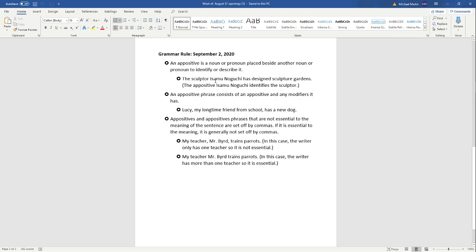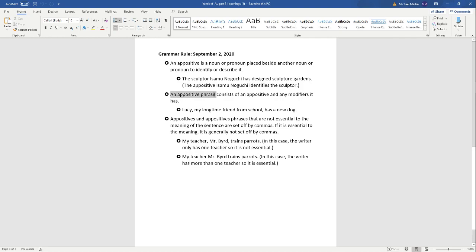What an appositive does is give more context to another noun, which is the sculptor. However, you do not necessarily need the appositive in the sentence all the time. They can actually be removed. So let's move on to the more advanced form of an appositive, which is an appositive phrase.